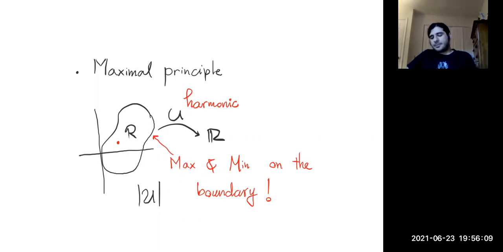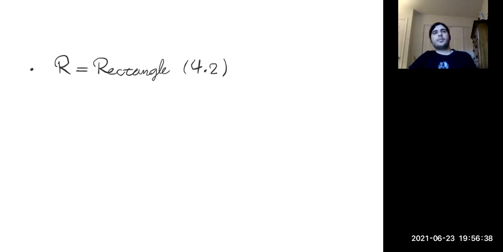So you know a lot of examples. For example, of course, the constant function is harmonic, but we have more interesting examples of harmonic functions. So let's look at a few. One interesting case is when our region R is a rectangle. This is section 4.2 from the book. So the equation we consider is that the Laplacian of u is equal to 0, where the Laplacian is the second derivative with respect to x plus the second derivative with respect to y.